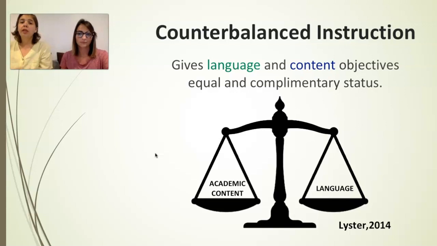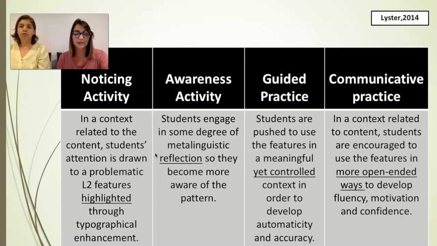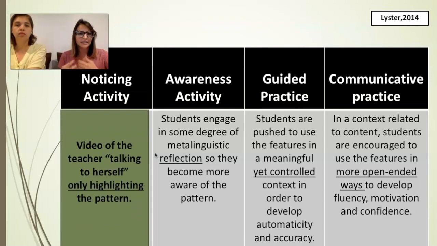So this counterbalance approach has four phases, four stages, according to Roy Lister. The first one is noticing. The noticing stage is like a context, an activity, such as this one with the video, where the students try to notice a pattern by themselves, but the teacher doesn't say anything explicitly. The teacher just highlights the pattern, the structure that they want the students to learn, to introduce the topic.